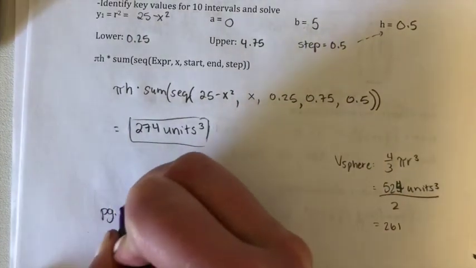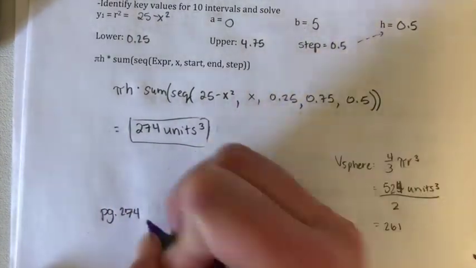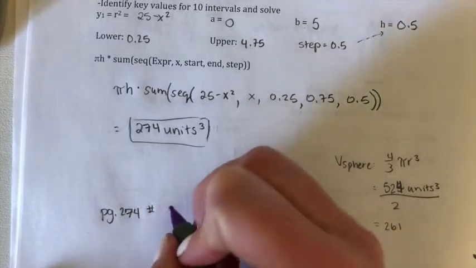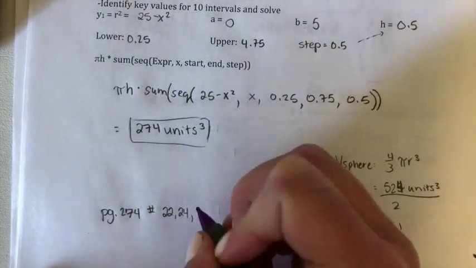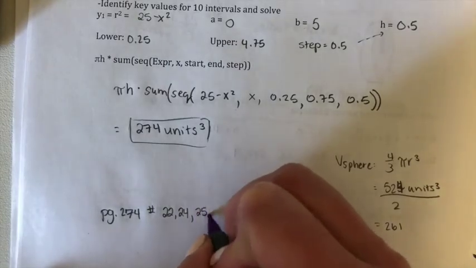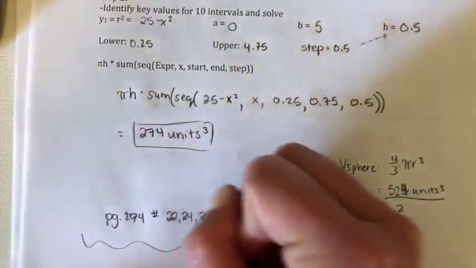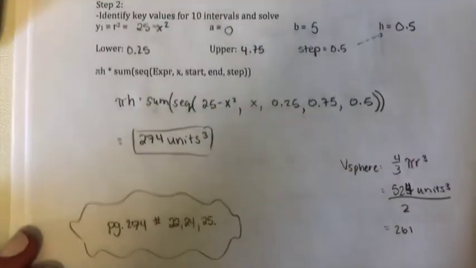Now you guys should be able to do the questions. There's not a ton for today, just page 274 again. This is all the same topic in the textbook. Numbers 22, 24, and 25. So not very many, but just a few to try this out.